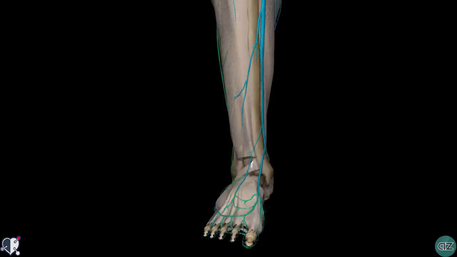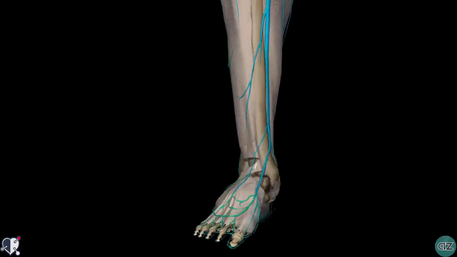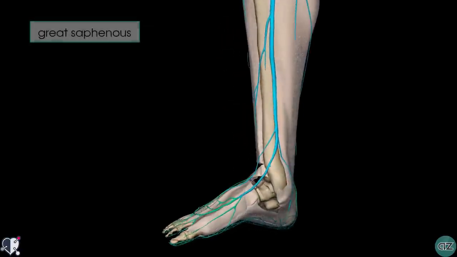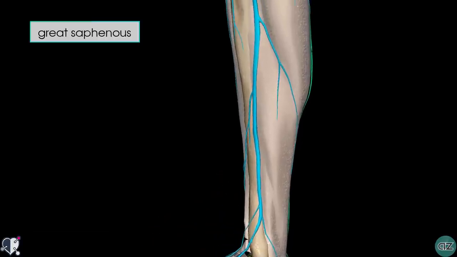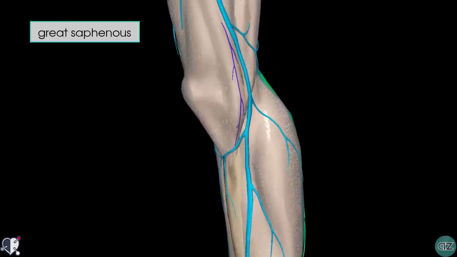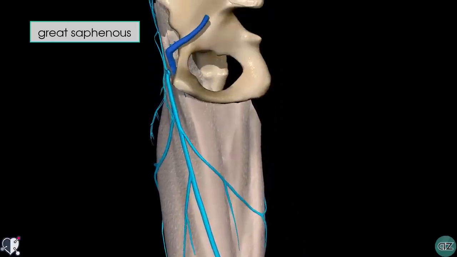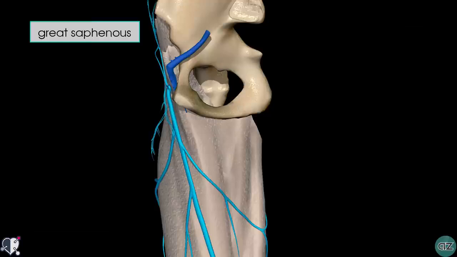Coming back distally to the foot and taking a look at the medial aspect of the dorsal venous arch, we can see the great saphenous vein given off. You can see that the great saphenous vein passes in front of the medial malleolus, and then it runs along the medial aspect of the leg along the entire length of the lower limb. It then drains into the deep venous system by draining into the femoral vein, which we took a look at before.